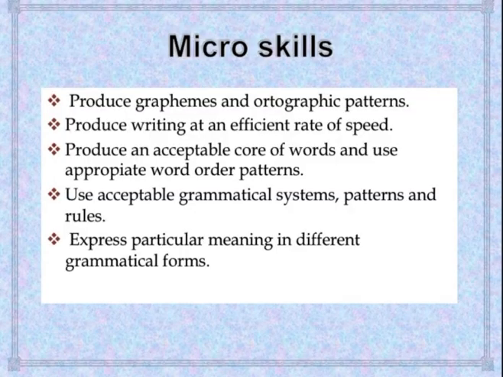To build fluency in writing, we need to take account of the macro and micro skills. Micro skills are those that the student needs to comprehend in order to be able to produce an acceptable grammar. Micro skills involve: produce graphemes and orthographic patterns, produce writing at an efficient rate of speed, produce an acceptable core of words and use appropriate word order patterns. Use acceptable grammatical systems, patterns, and rules. Express particular meaning in different grammatical forms.